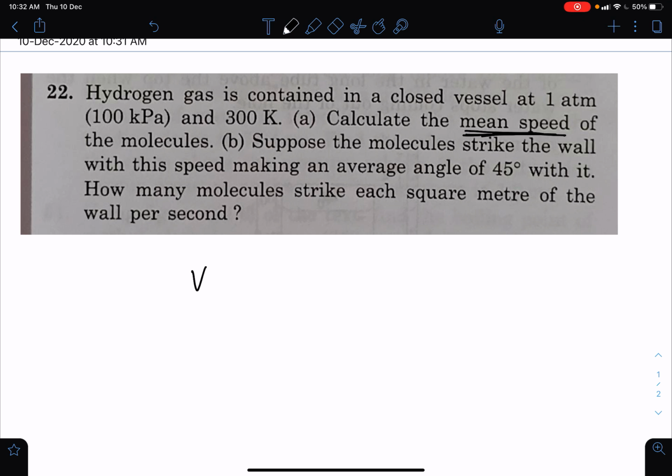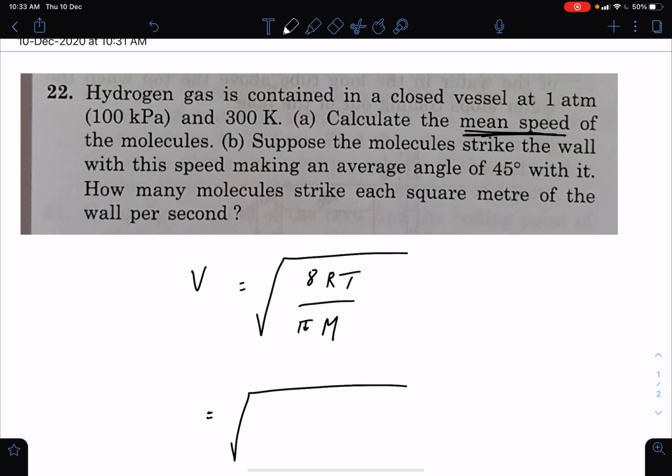The arithmetic mean speed, which exists according to the Maxwell-Boltzmann distribution for ideal gases, is equal to root of 8RT by pi into m, where m is the molar mass. So that will be equal to root of 8 into R, which in SI units is 8.314, into the temperature of the hydrogen gas, 300 Kelvin in absolute scale. Pi is 3.14.